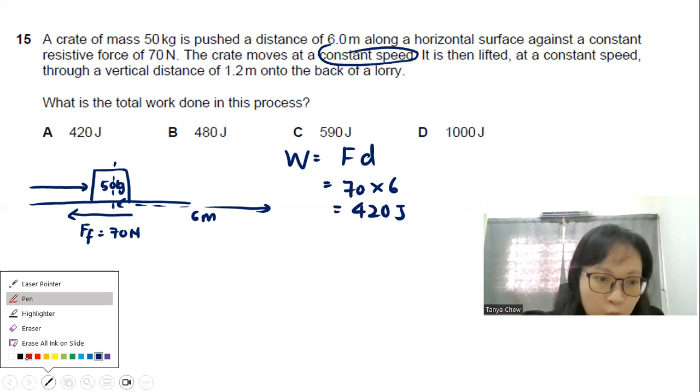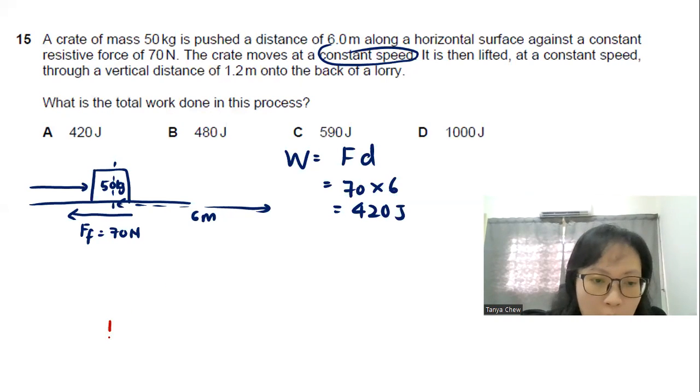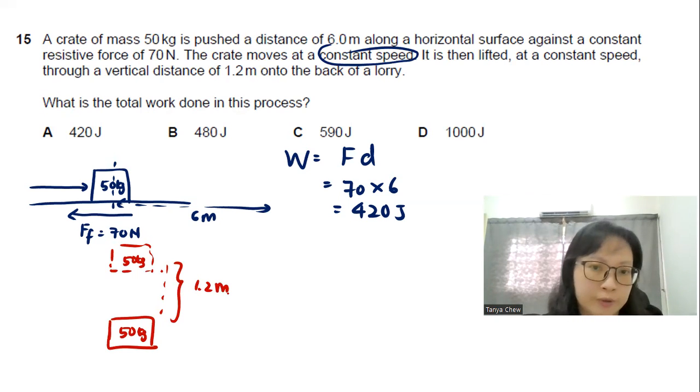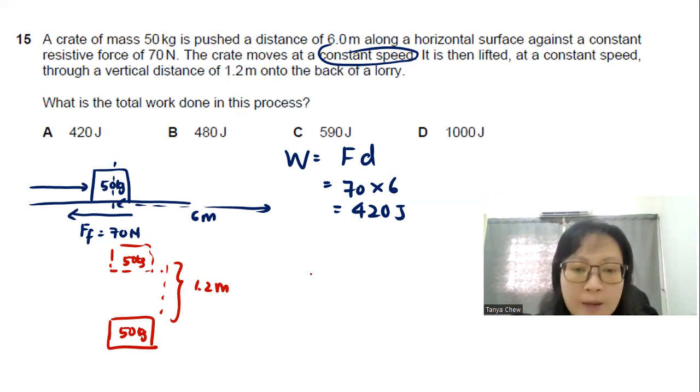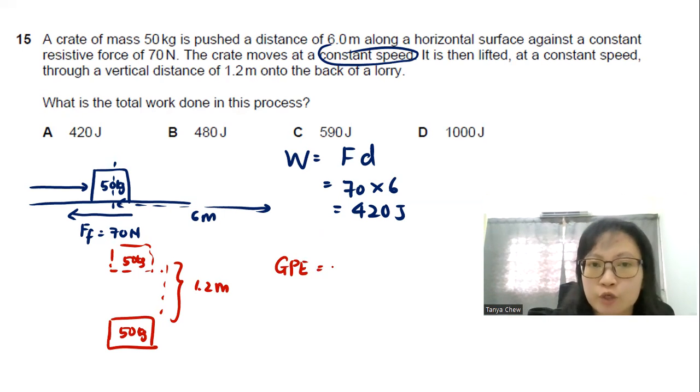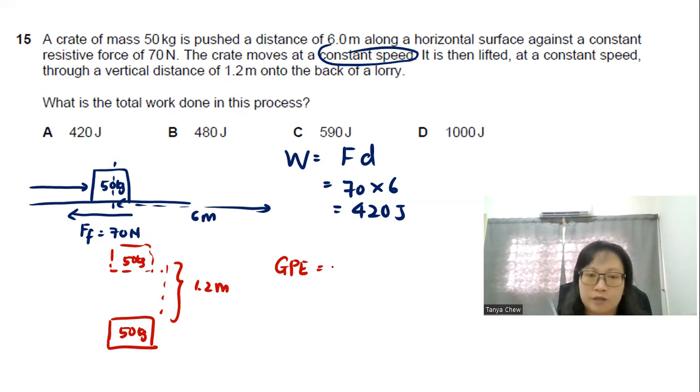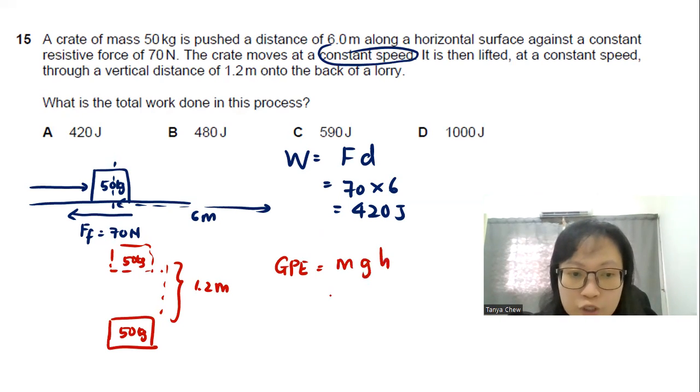And after that, the crate is being lifted up. So from the ground, 50 kilogram, lifted up. Still 50 kilogram, the height is 1.2 meter. For this, I am going to calculate GPE. Energy is equivalent to work because energy is defined as the ability to do work. So you could say that energy is equivalent to work. So I'm going to use mgh.